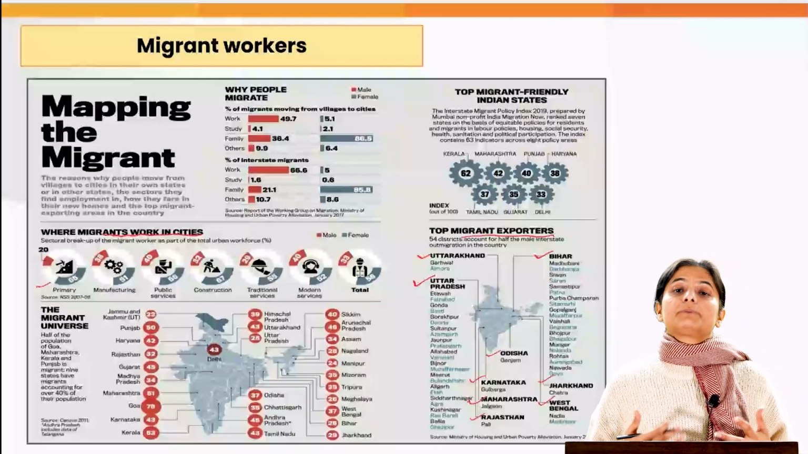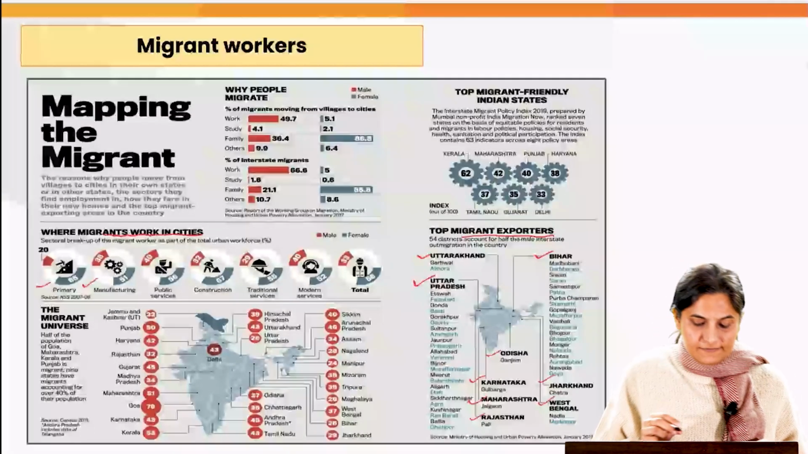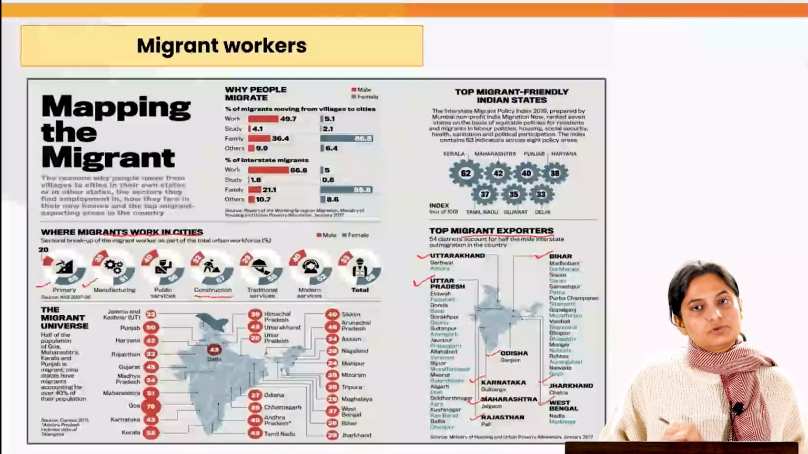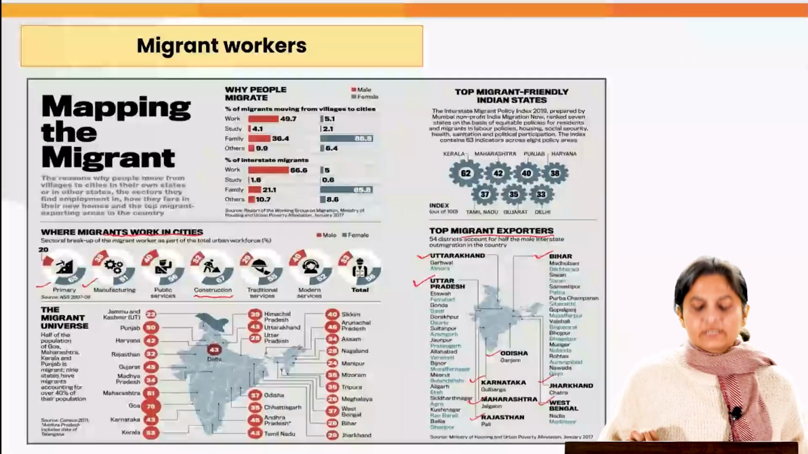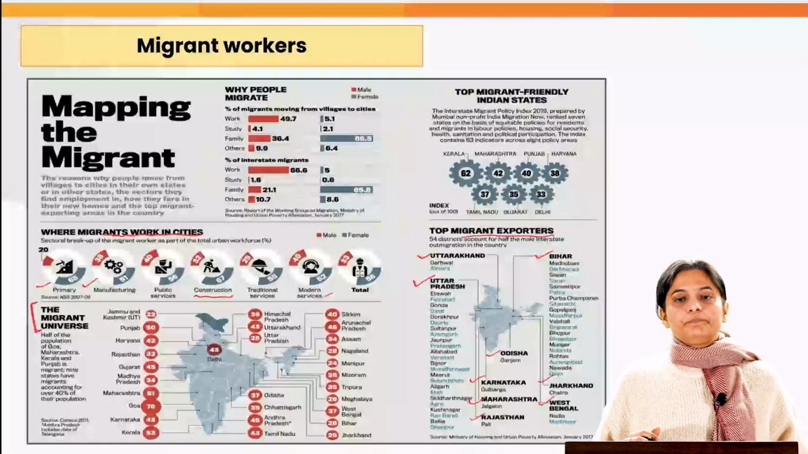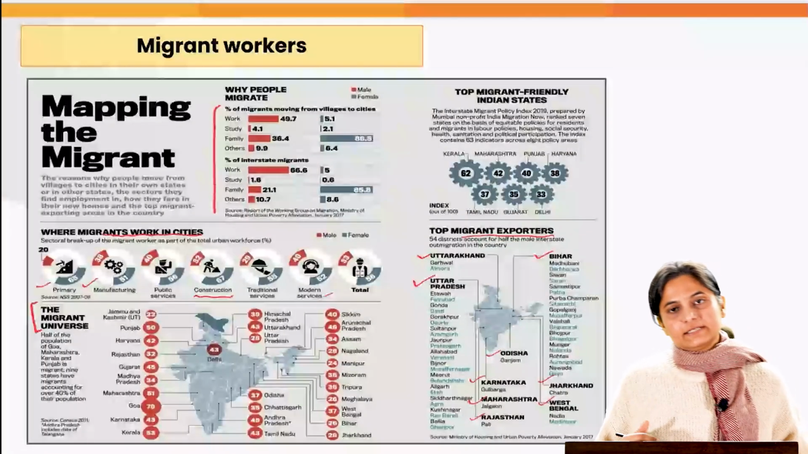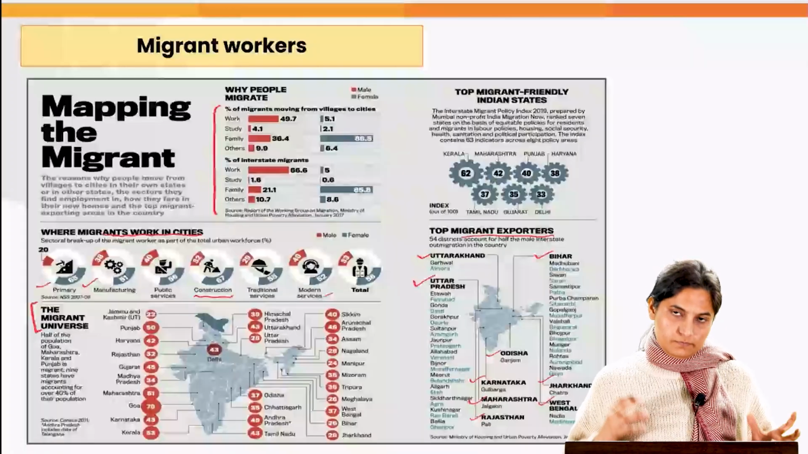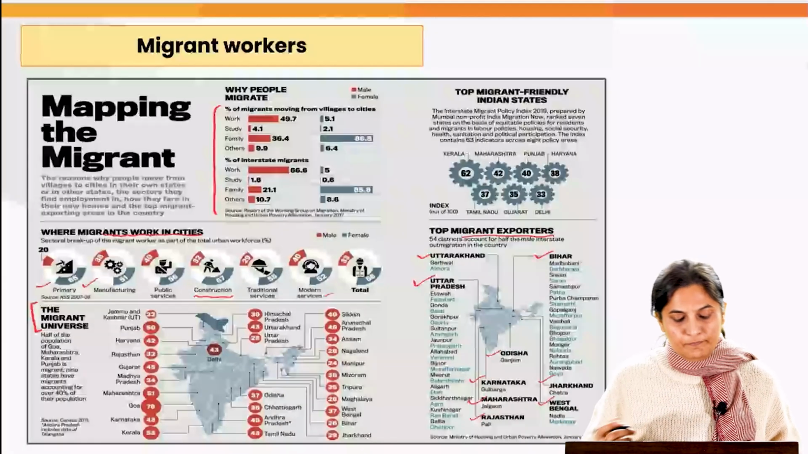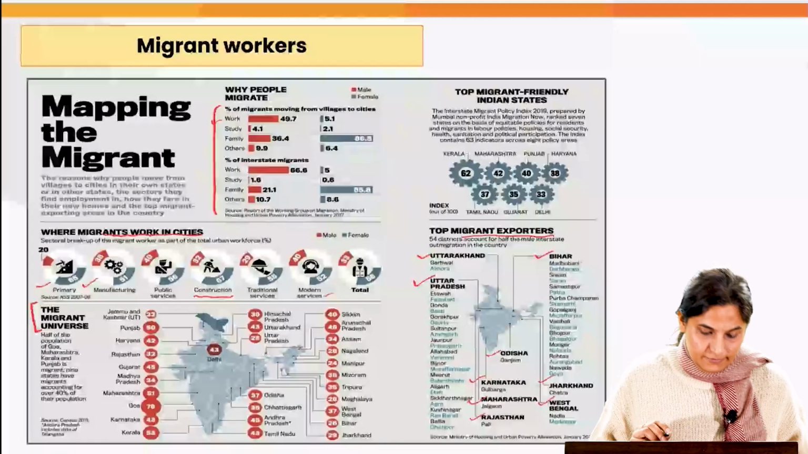That could be in the primary sector, manufacturing sector, public services, construction sector, traditional services, modern services, and so to say. And to add to your information, like I said, there are various reasons why these migrants go from one place to another. We are concentrating on the working labor force.